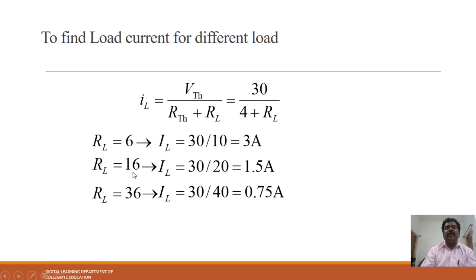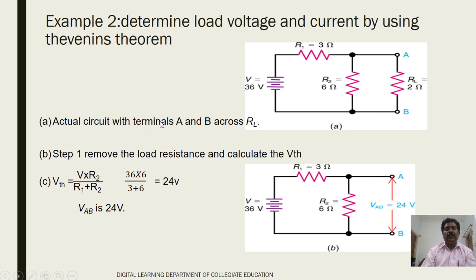Again, RL is equal to 16 ohms. IL is equal to 30 divided by 4 plus 16, which is 20. 30 divided by 20 is 1.5 amperes. Similarly, RL is equal to 36 ohms. IL is equal to 30 divided by 40, which is 0.7 amperes. Like this, we can calculate the different values of load current with the given circuit. This is the way to calculate load voltage and current with Thevenin's theorem for different values of resistance.